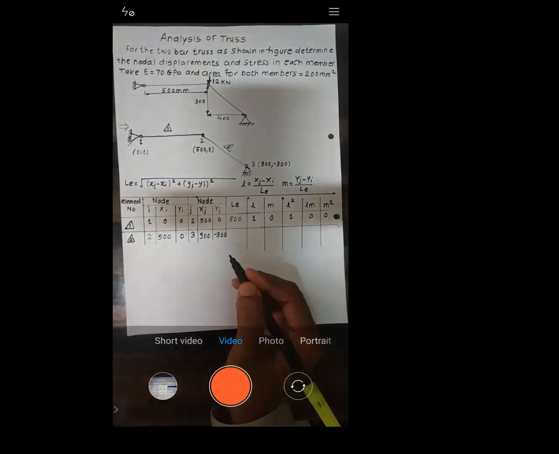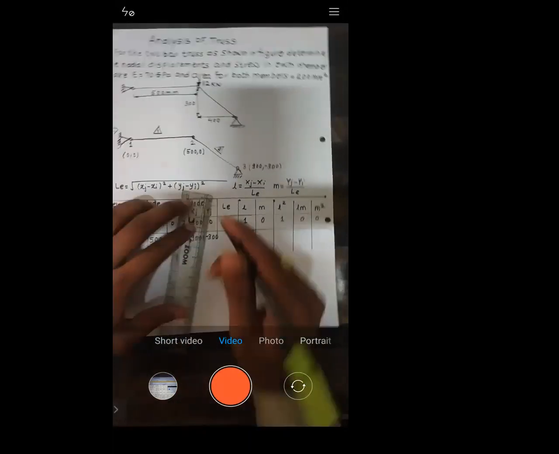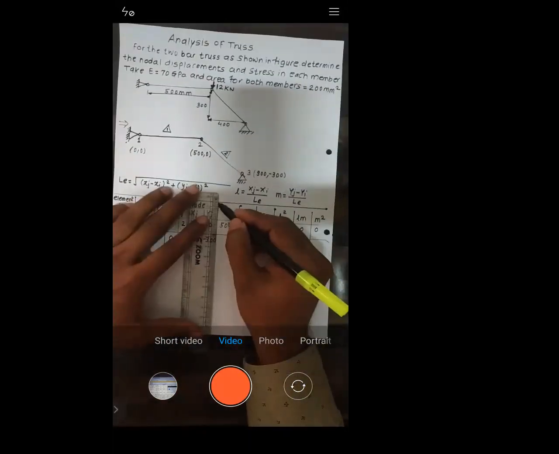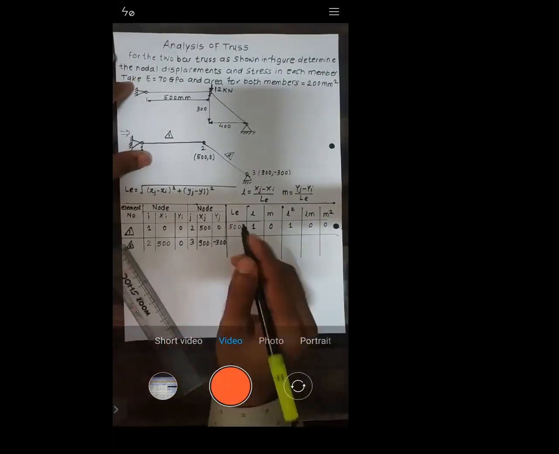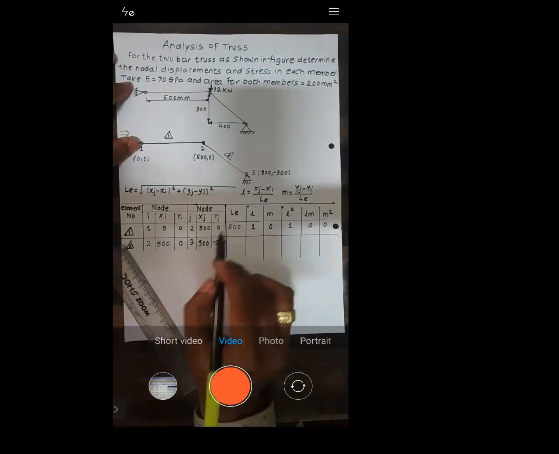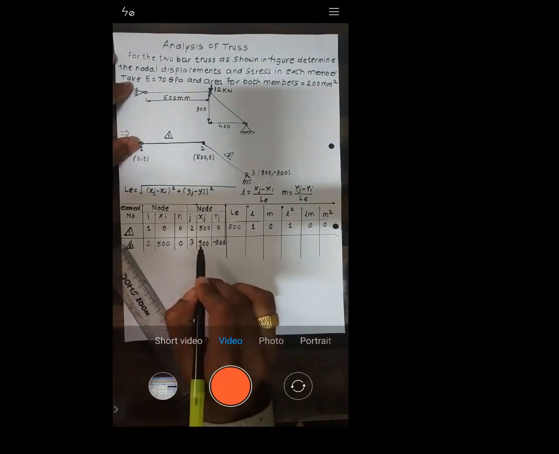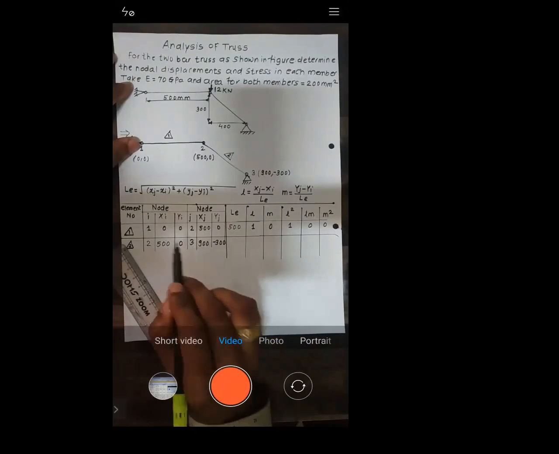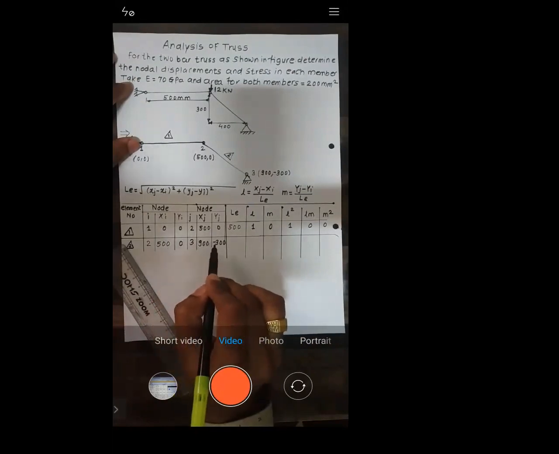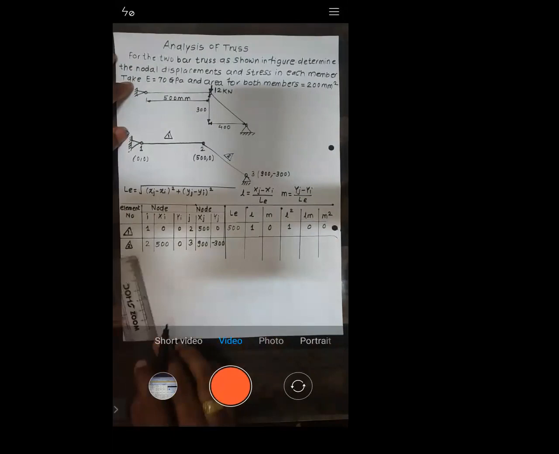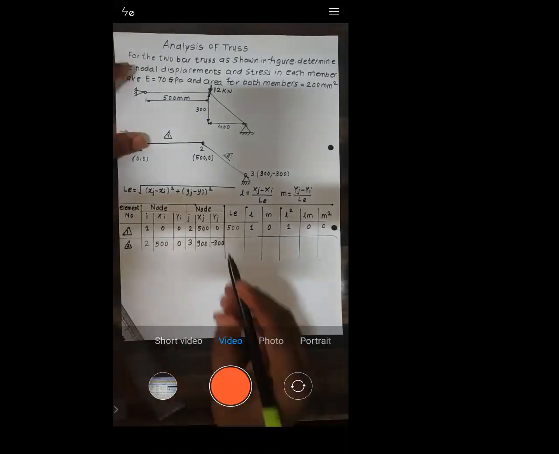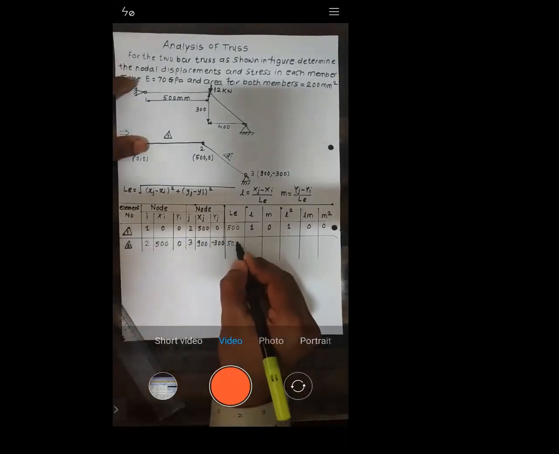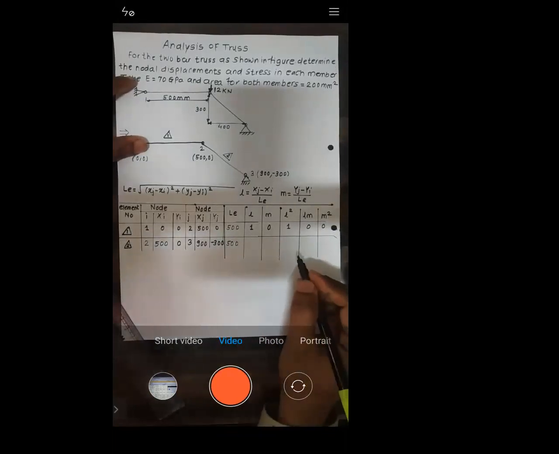Now tell me, what is the length of this element? 500. Right? How will you do that? Square root of xj, that is 900 minus 500 square, plus minus 300 minus 0 square. What do you get? See this one. What do you get? 500, na? Yes or no? Sir. Yes.